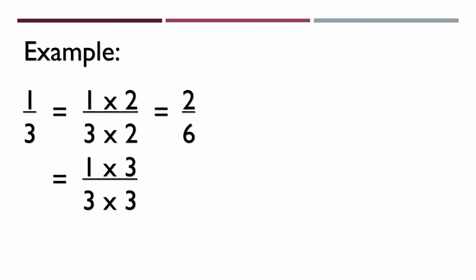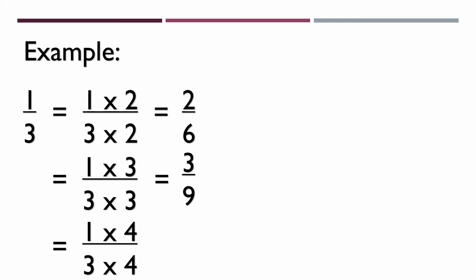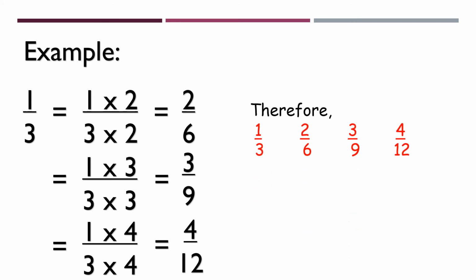Now let's multiply again by 3, both numerator and denominator. So 1 times 3 equals 3, and 3 times 3 equals 9. 3/9 is an equivalent fraction of 1/3. Now let's multiply by 4, both numerator and denominator. So 1 times 4 equals 4, and 3 times 4 equals 12. Therefore, 1/3 is equivalent to 2/6, 3/9, and 4/12.